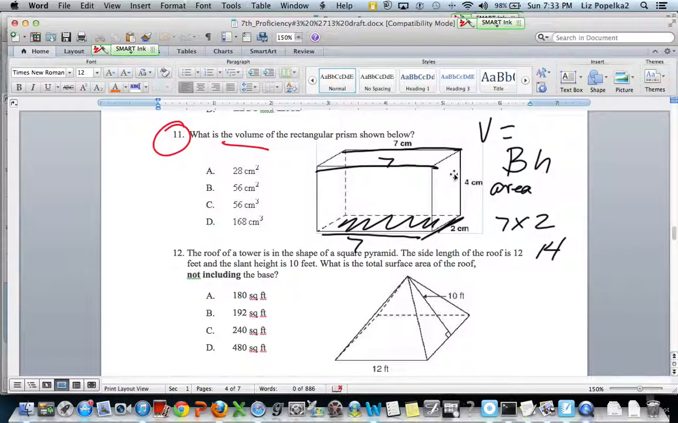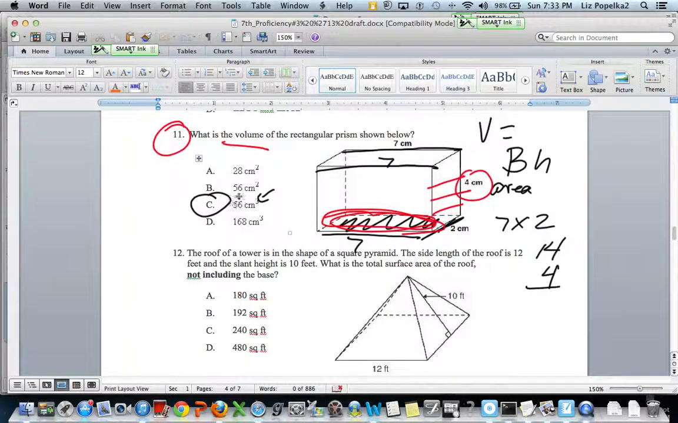Then you still need to multiply it. That means that 14 sets of cubes will fit down here in the bottom of the box. And then it's 4 centimeters high, which means that you have room to stack 4 layers of those 14 cubes. So 4 times 14 gives us our total volume of 56 centimeters cubed. Do not fall for B that says squared because we're finding volume. Remember, area is square units, but when we're finding volume, we're figuring out how many cubes go in there. So you needed to pick C, the one that has the cubic units on it instead of just the squares.